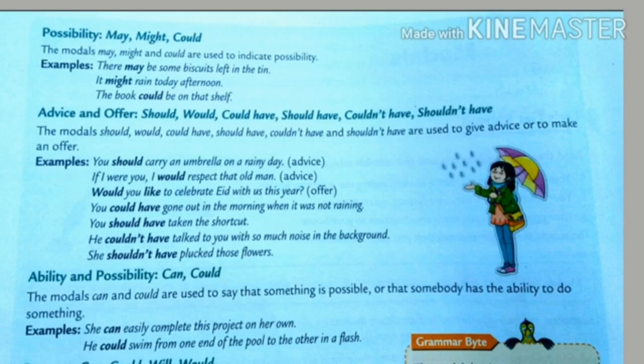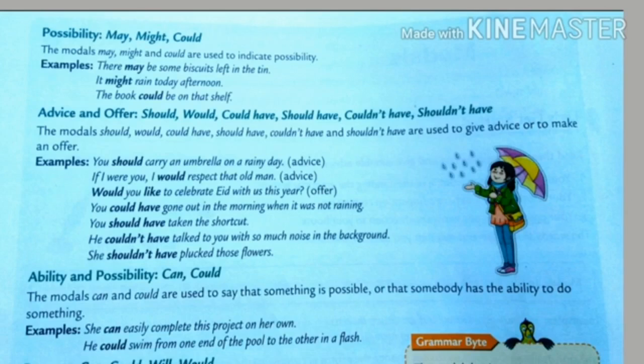Second one. If I were you, I would respect that old man. It is also an advice. If I am in the place of you, I would respect that old man. Would you like to celebrate Eid with us this year? It's an offering. Offer you to celebrate Eid with us this year.